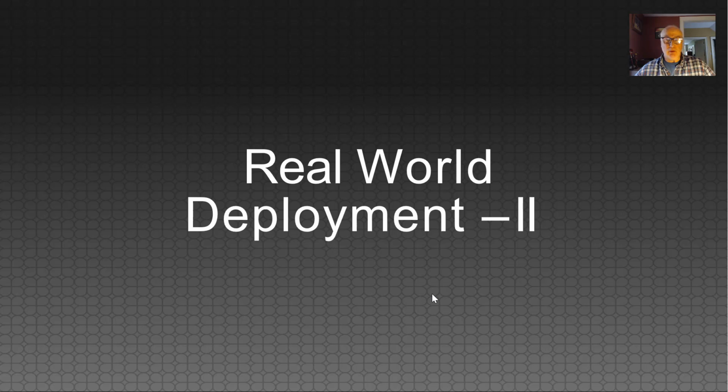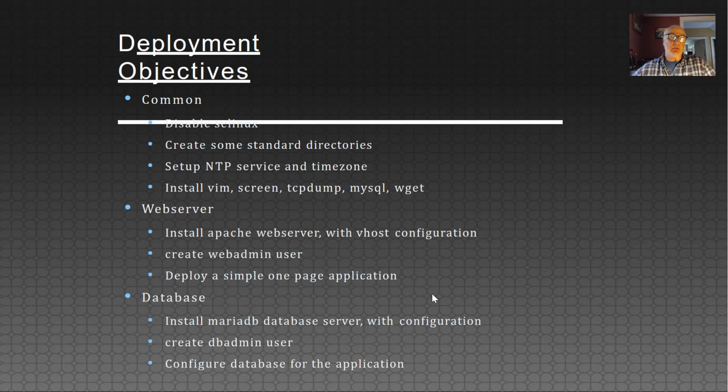Now let's look at our real world deployment. So how would this actually work? In this deployment, we have common, we have web server, we have database. We're sticking with that same thing. So in our common, we want to disable SELinux. We want to create some standard directories, probably log files or something like that. We want to set up NTP and the service and the time zones and all that kind of stuff. We want to install Vim. We want screen, tcpdump, MySQL, wget, just a bunch of tools that you want to have on all your machines.